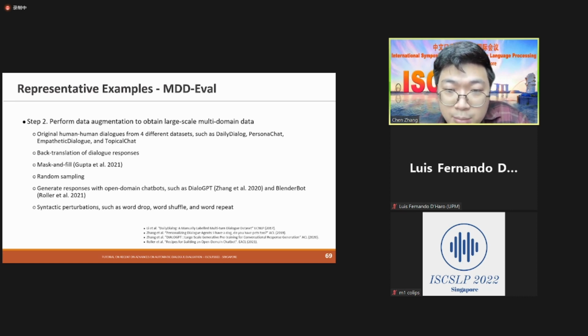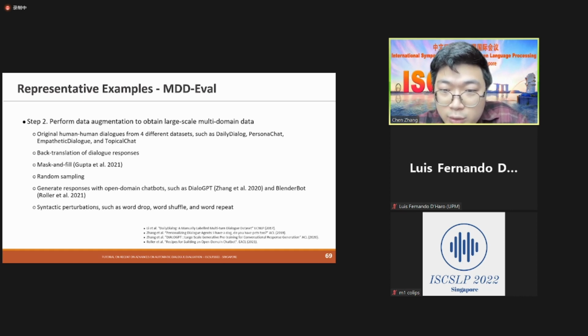And we also can do a mask-and-fill strategy, which means that we randomly mask some words in the response, and then we use the GPT model, a masked language model, to predict the words, to auto-denoise the response. We use this kind of strategy to generate the adversarial response. Thirdly is the random sampling, which is similar to what we mentioned before.